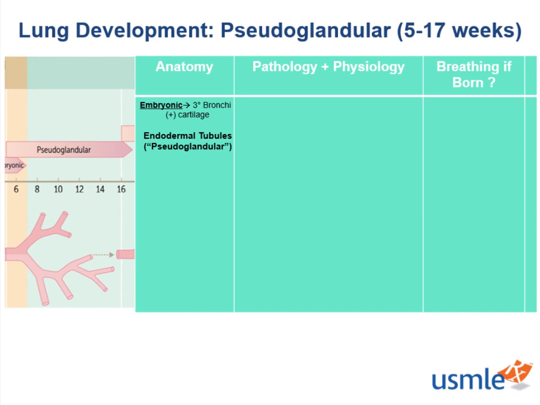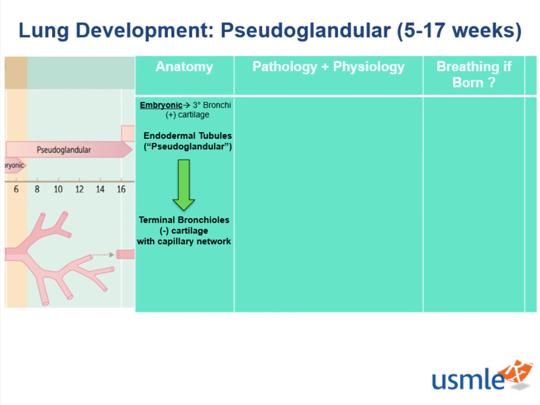So, since the respiratory tract is intimately tied with the gastrointestinal tract, endodermal tubules form, which begin to create the respiratory tract epithelial lining, which resembles the glandular epithelium of the GI tract from which the respiratory tract branched off of, hence the name pseudoglandular. Moving on, those endodermal tubules give rise to all the structures down to the terminal bronchioles, which lack cartilage along with a modest capillary network. Now, repeat after me, friends. What makes a bronchiole is the absence of cartilage.